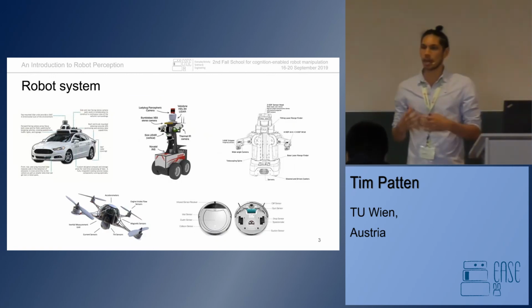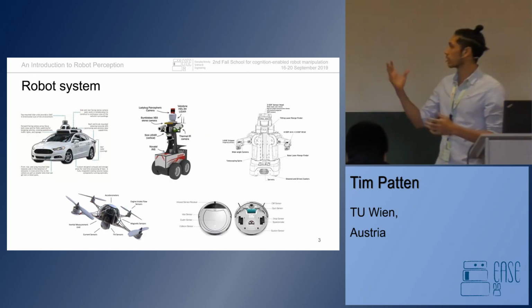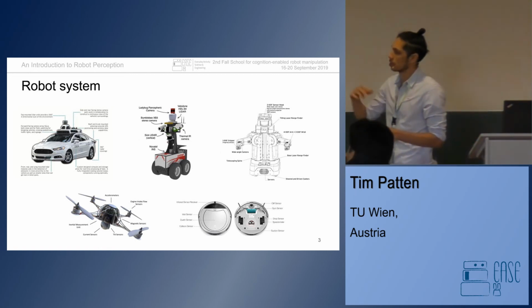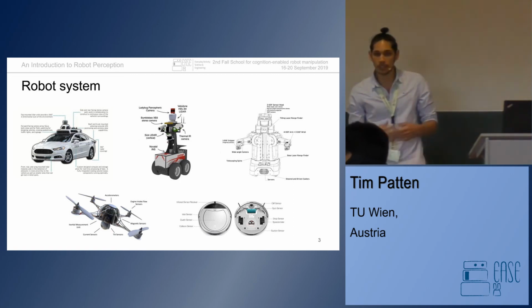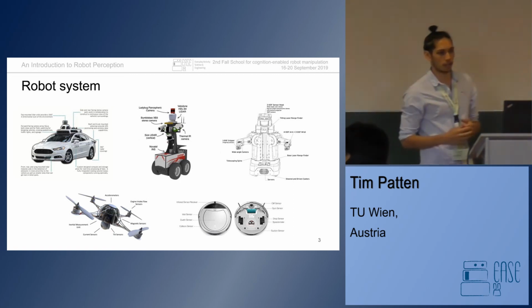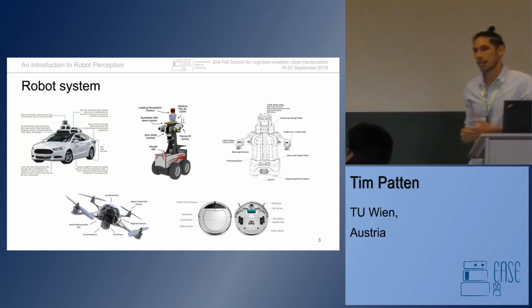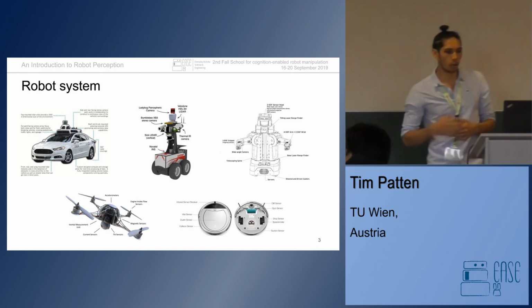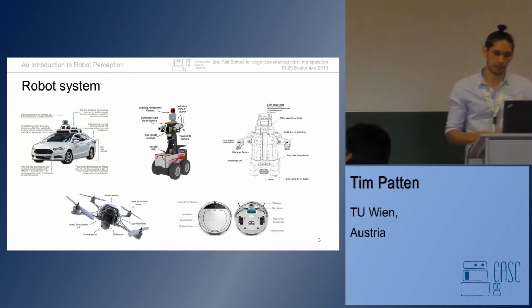So perception can come in many different forms, and here are just some typical robots, very complex ones such as a self-driving car, down to a very simple floor cleaning robot. But no matter the system, it has some sort of perceptual capability, so whether that be LiDAR or just simple wall sensors.